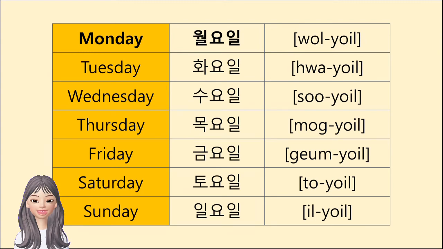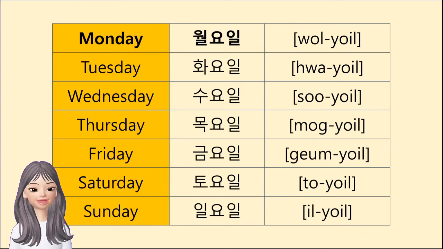Monday is 월요일. Tuesday is 화요일. Wednesday is 수요일. Thursday is 목요일. Friday is 금요일. Saturday is 토요일. Sunday is 일요일.